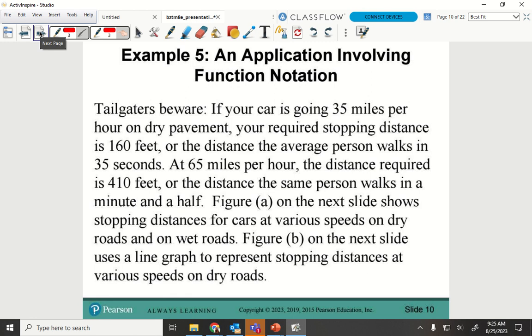Application involving function notation. Tailgaters beware. If your car is going 35 miles per hour on dry pavement, your required stopping distance is 160 feet, or the distance the average person walks in 35 seconds. At 65 miles per hour, the distance required is 410 feet, the distance the same person walks in a minute and a half. Figure A, next slide, shows stopping distance for cars at various speeds on dry roads and on wet roads. Figure B, next slide, uses a line graph to represent stopping distance at various speeds on dry roads.